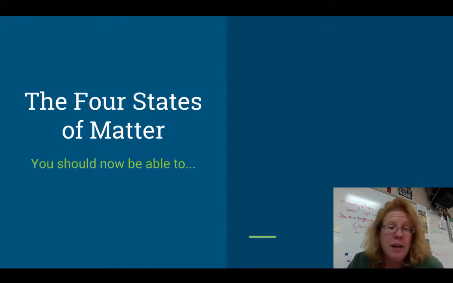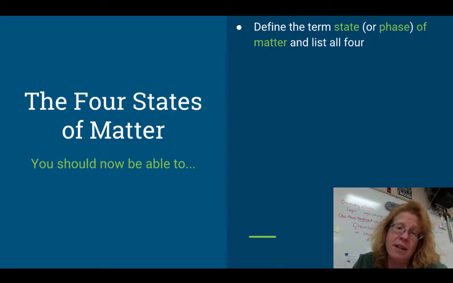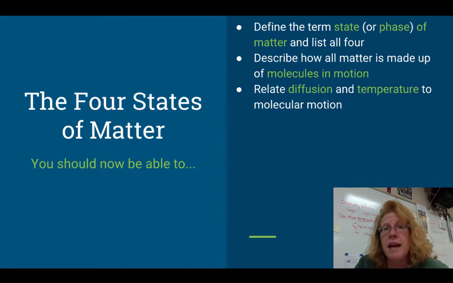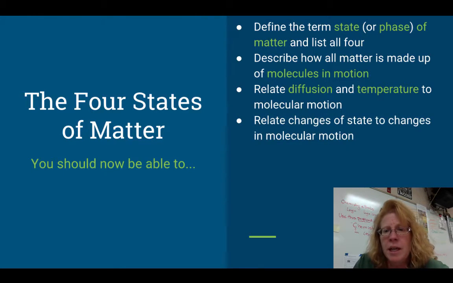So here you go, your four states of matter. Here is what you should be able to do as a result of today. You should be able to define what a state of matter or a phase of matter is and list all four. And then you should be able to give some understanding about how all matter is made up of molecules in motion, and then relate that to some different concepts that we've seen in here, like temperature and rates of diffusion, how quickly things mix based upon the fact that those things are made of moving molecules all the time.